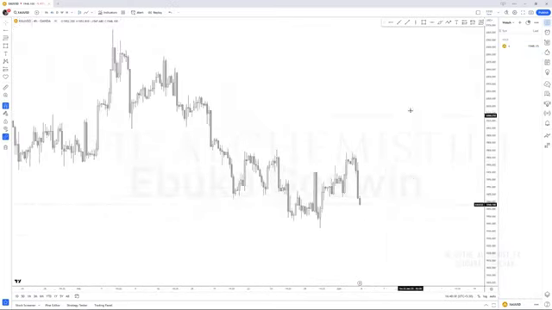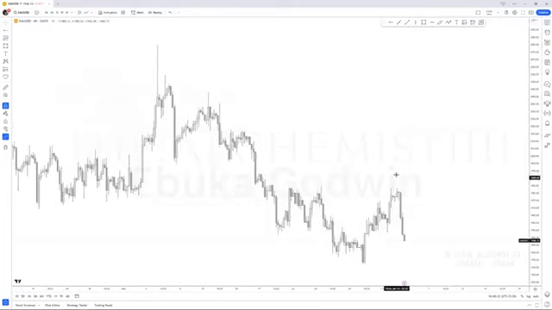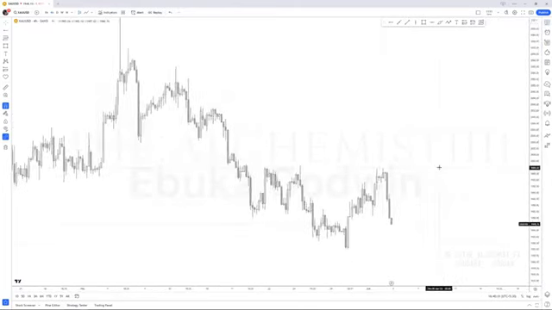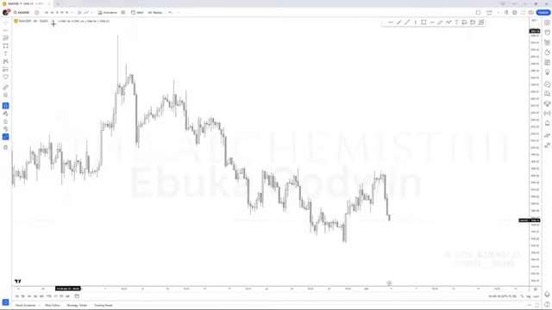I do my analysis only on MetaTrader itself. So the closest one to MT4 is Saxo. So please, if you're trading gold, do not use any other broker. Use this one.